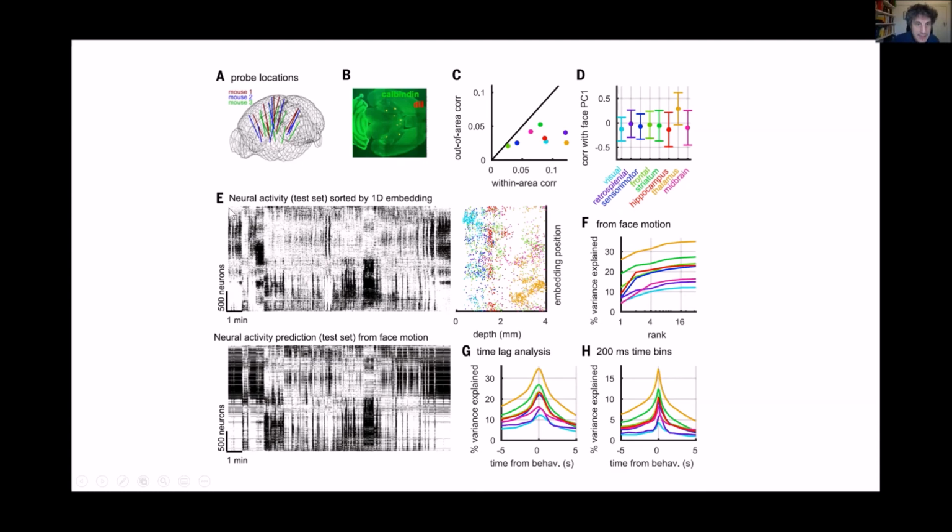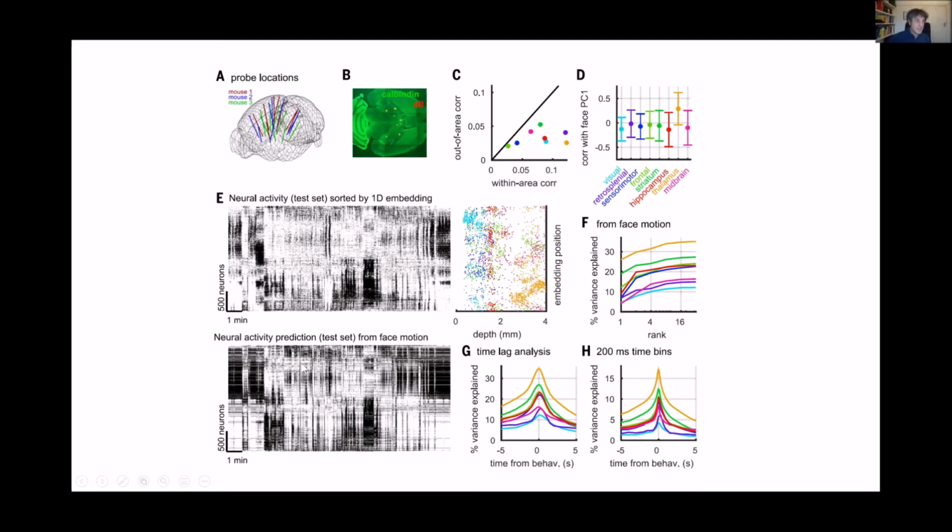If we see here, this is the activity recorded from these different regions, sorted now on the y-axis. So again, this is a single trial raster, but it's a very long time scale. That's 1 minute here. And the y-axis is the neuron number, but these neurons are sorted by a manifold embedding algorithm that puts similarly correlated neurons close together. And that's just to reveal the structure that you see in these stripes. All right, so this is the actual recording. And if we predict it from the face motion, you see it really looks very similar. It's not identical, right? But it looks very similar.